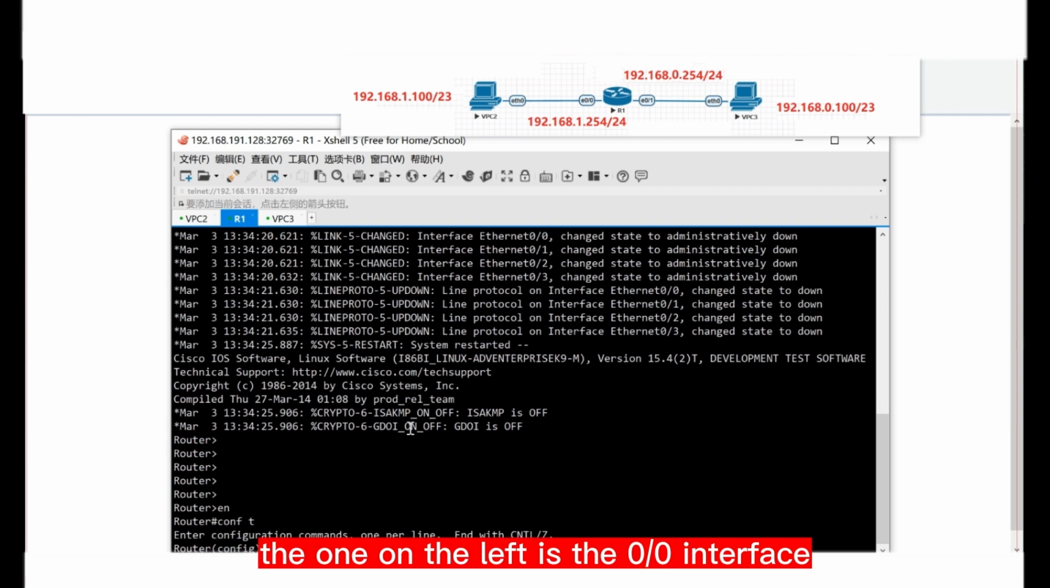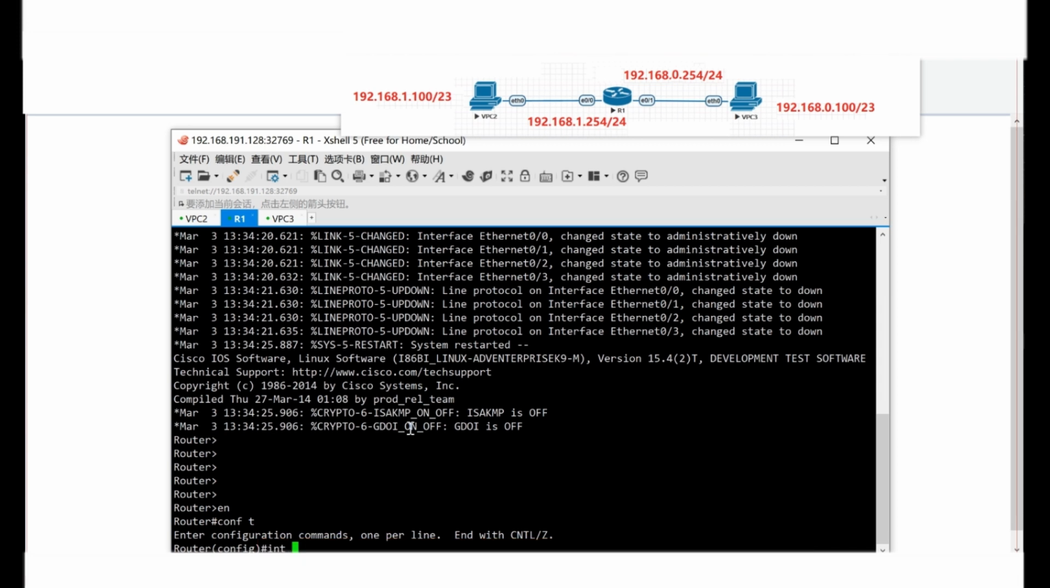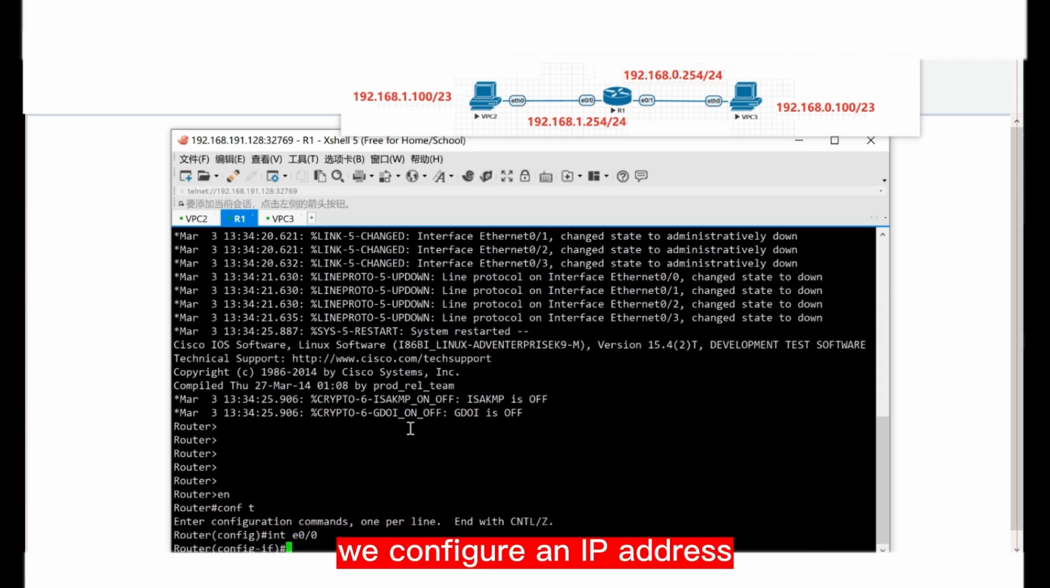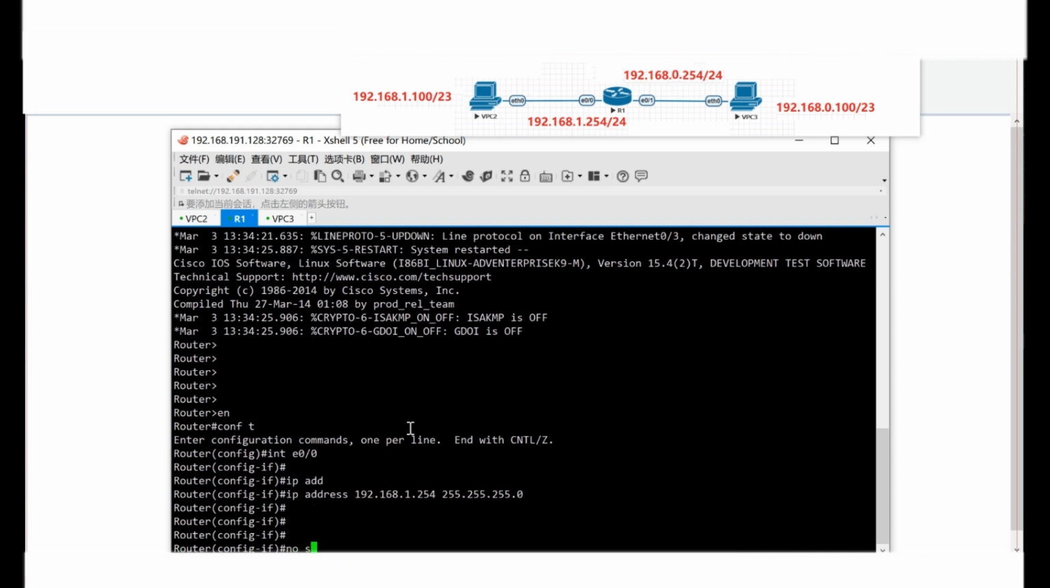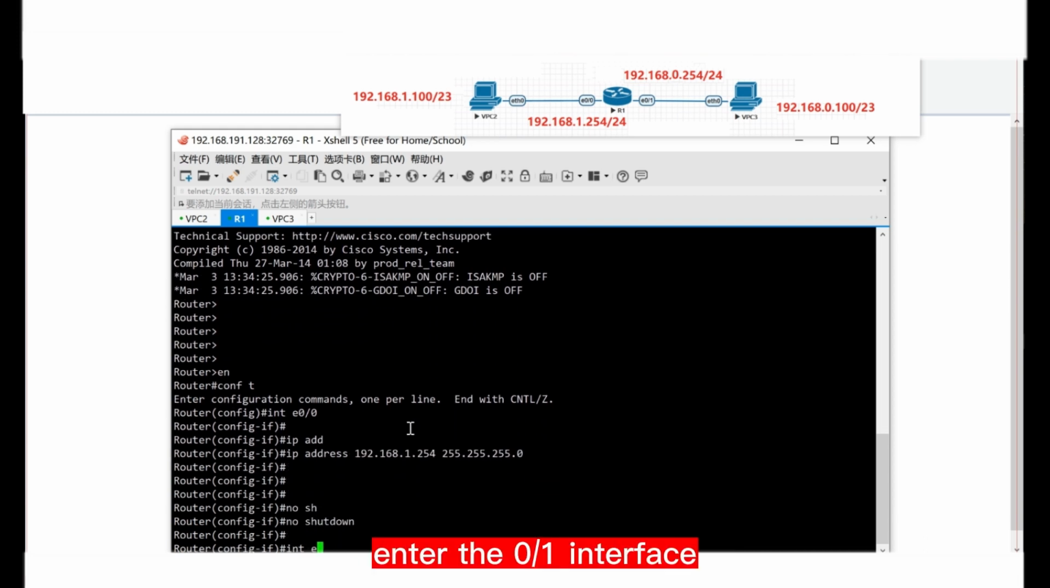The one on the left is the 0/0 interface. We configure an IP address. It is 192.168.1.254. Then we configure the mask, 255.255.255.0, because it is a 24-bit mask. Followed by no shutdown. Enter the 0/1 interface.